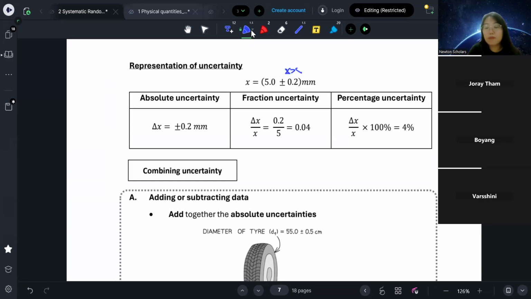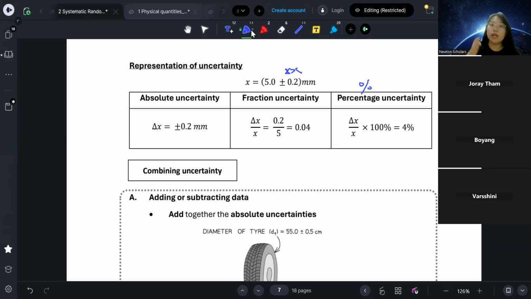Fraction, the mathematical fraction. This is the absolute uncertainty divided by the value. So for this example, it will be 0.2 divided by 5. So this is the fraction. Of course, percentage is easy. We just use the 0.04 from just now times 100%. So this is 4%. Basically, for this subtopic, we need to know about these three ways.